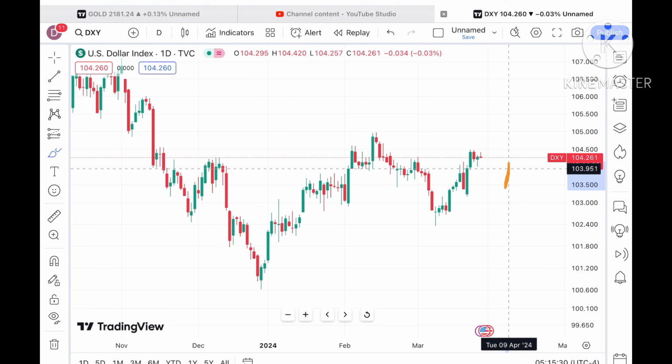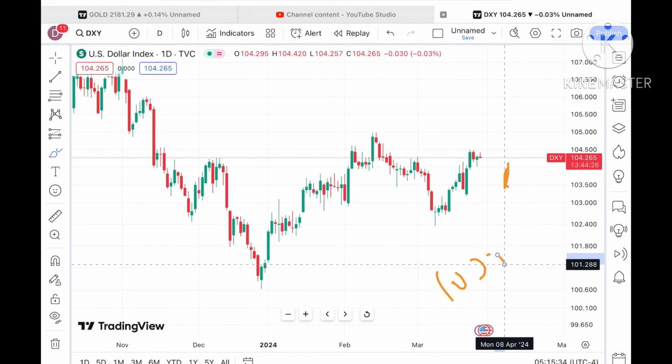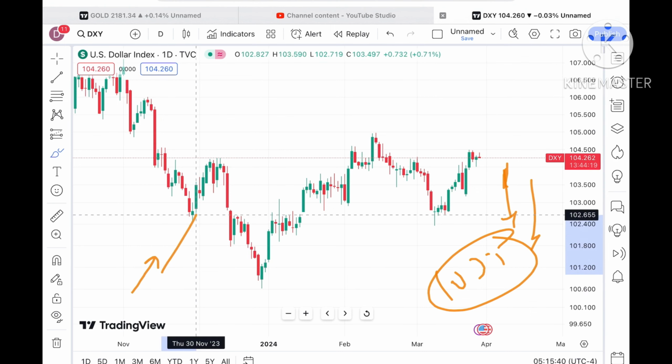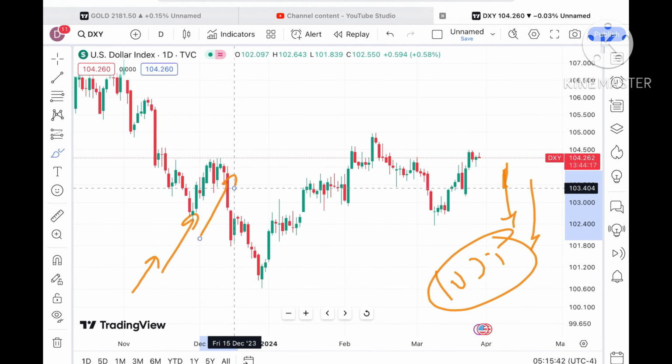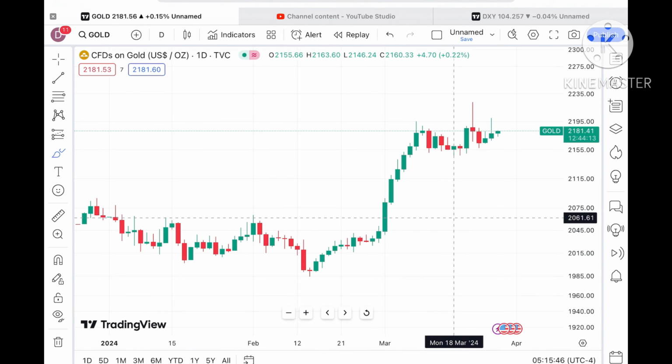down. In the same way, if the dollar index price starts falling below a level of $103.9, chances of going below a level of 103.5 will be there, and from there a further downfall. If the price keeps falling below this level, there is a probability that gold can go further upside. This is what we can see.